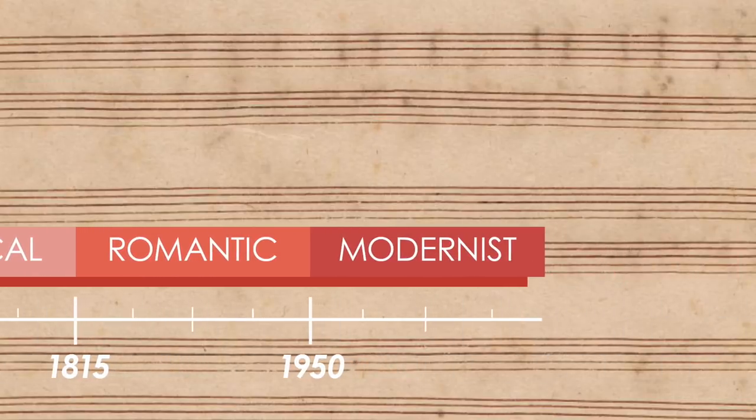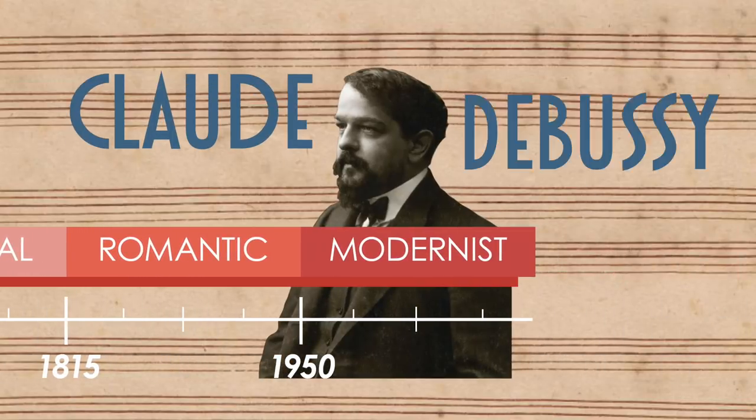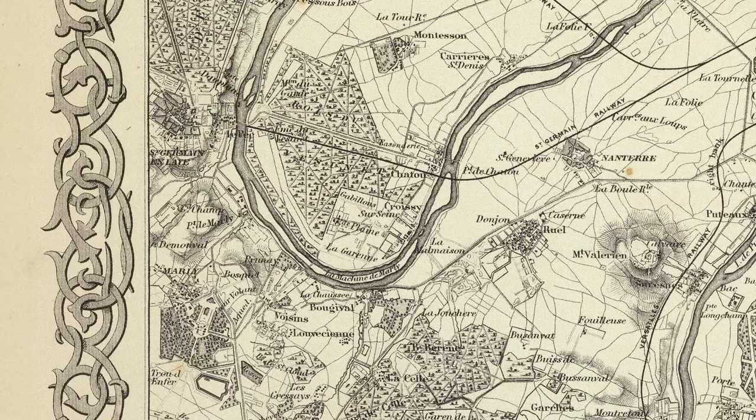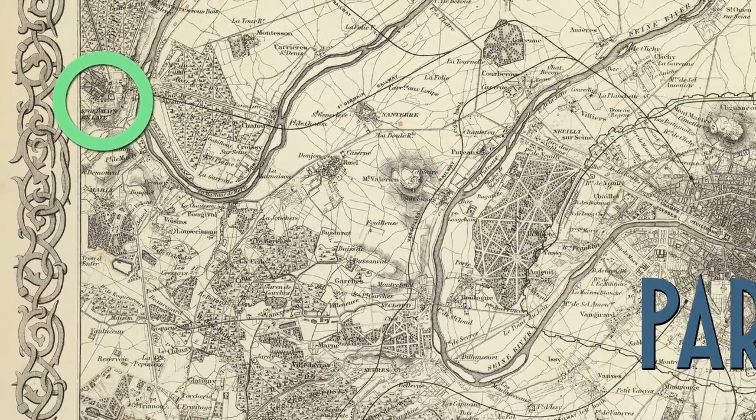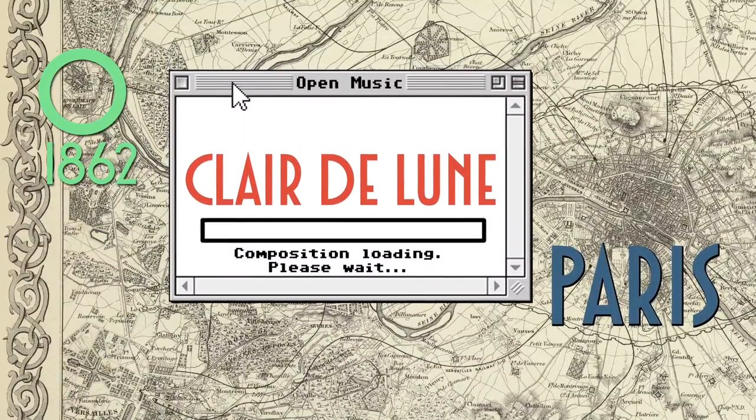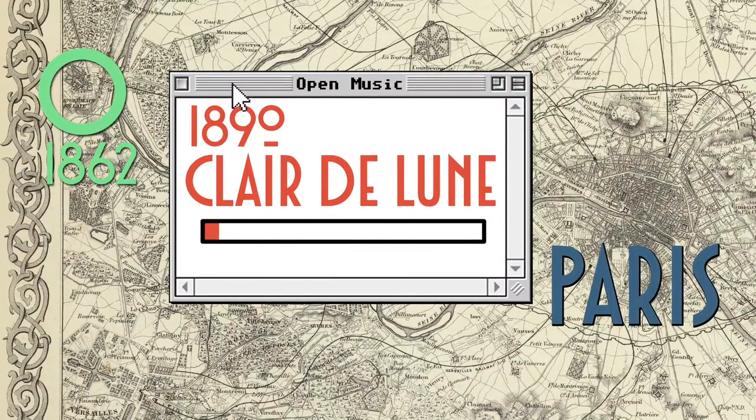Clair de Lune was written by the modernist composer and Parisian Claude Debussy. Debussy was born in Saint-Germain-en-Laye, a suburb of Paris, in 1862. He wrote parts of Clair de Lune in 1890, but made revisions until its publication in 1905.